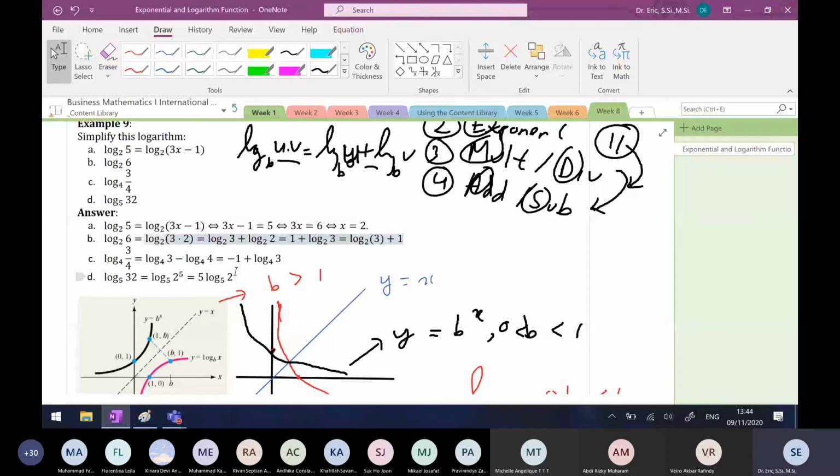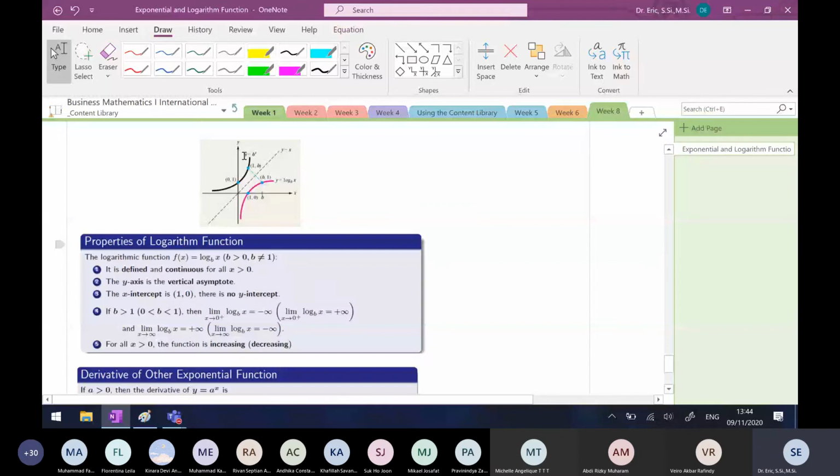Okay, and these are the properties. The logarithm function is defined and continuous for all x greater than 0, and the y-axis is the vertical asymptote, whether you have b from 0 to 1 or b greater than 1.